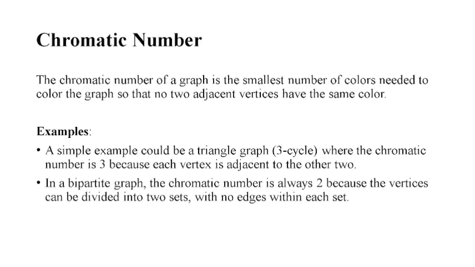Chromatic number. What is the chromatic number? The chromatic number of a graph is the smallest number of colors needed to color the graph so that no two adjacent vertices have the same color. There are some examples. A simple example could be a triangle graph, where the chromatic number is 3 because each vertex is adjacent to the other 2. In a bipartite graph, the chromatic number is always 2 because the vertices can be divided into two sets with no edges within each set.